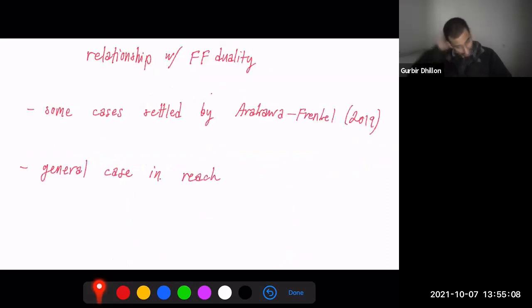Some cases of this conjecture were settled by Arakawa and Frenkel in 2019, and that's exactly this Arakawa-Fagan-Frenkel duality. The last thing I want to say is that I think I know how to do the general case, so hopefully I'll write it up at some point. But again, the main thing was that these functor categories already show up in things that hopefully you already know and like, which are these identities relating reductions and Fagan-Frenkel duality.